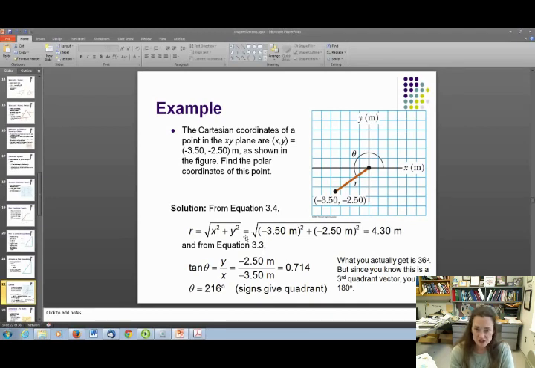And then if I take the inverse tangent of 0.714, I get 36 degrees, okay? Now, I know that's not right because my angle swings counterclockwise from that plus x-axis, and I know that it's in that lower left quadrant. So what I have to do to get the actual angle swinging from that plus x-axis is add 180 to that number, okay? Because I'm swinging from my plus x to my negative x-axis, which is 180 degrees, plus the 36 degrees, and that gives me 216 degrees, okay? So that'll tell me what I get for my angle.